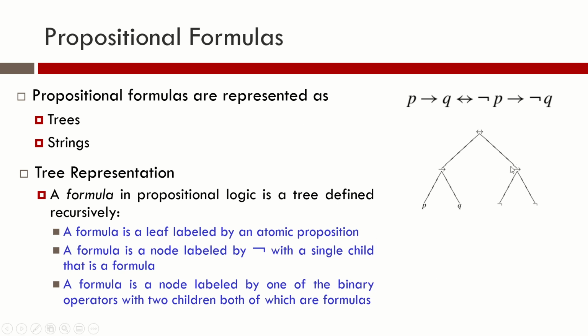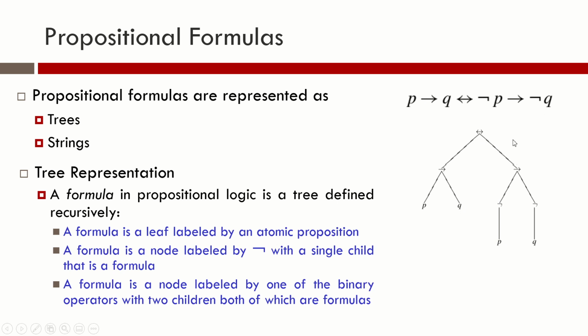See here, this is how it looks. We have implies, and implies will have two children. Both the children will be labeled with the negation operator. Negation will have only one child: here the child will be P and here the child will be Q. So this is the tree representation of this formula. When you consider the tree representation of this formula, you can see that all the leaves are labeled with atoms, and the interior nodes as well as the root are labeled with the different operators in the formula.